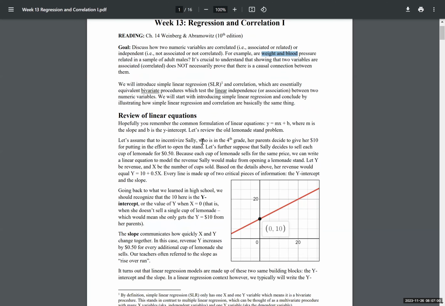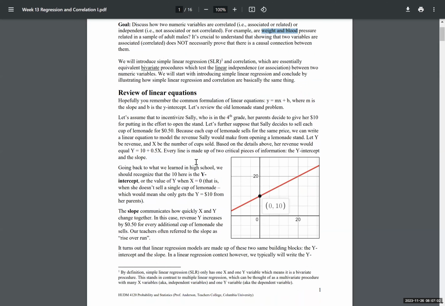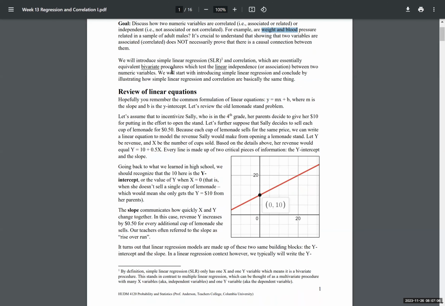So let's get introduced to linear equations. And the reason why we're starting with linear equations is because both simple linear regression models and correlation, they both are measuring the degree of linear association between two variables. So we need to really dive into what we mean by linear association. And really what we mean is that there's some equation, a linear equation, that we can use to summarize the relationship between X and Y.